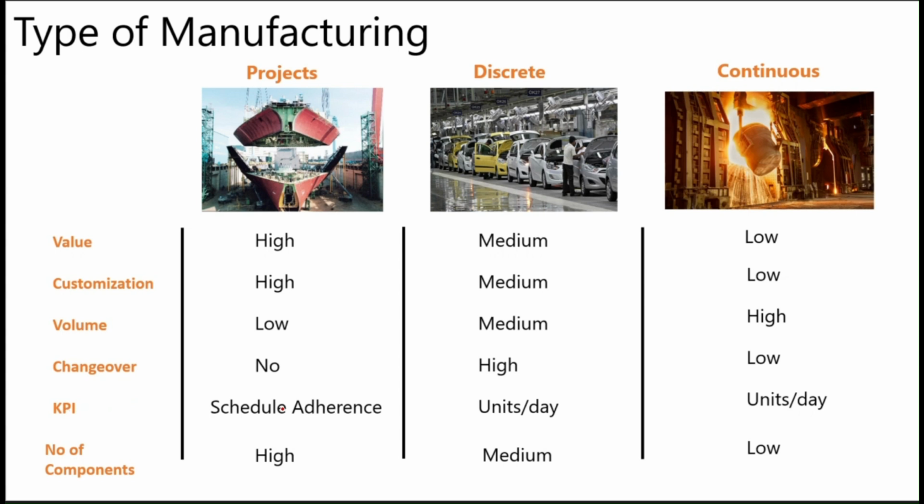KPI means how you measure performance. In projects, schedule adherence is very important. In discrete, it's units manufactured per day. Continuous also, units manufactured per day. In terms of the number of components involved to manufacture a product, in projects the number of components involved is very high. In discrete, it's medium, and continuous, it's low.